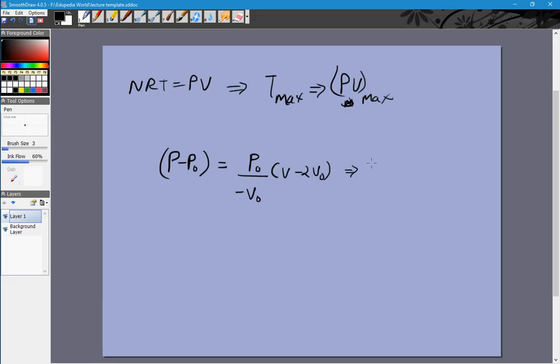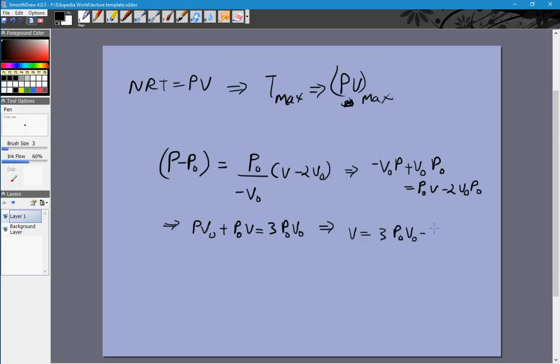This gives me minus V naught P plus V naught P naught is equal to P naught V minus 2 V naught P naught, or P V naught plus P naught V is equal to 3 P naught V naught. From this we get V is equal to 3 P naught V naught minus P V naught by P naught. And we need PV to be maximum, and we'll differentiate with respect to P because we are getting everything in terms of P.